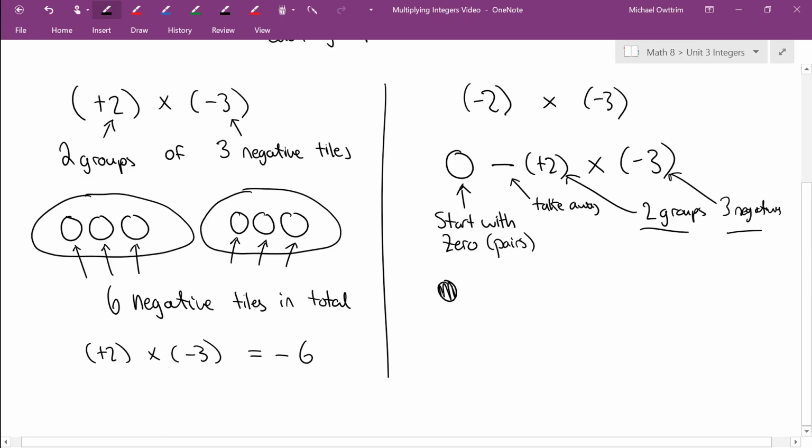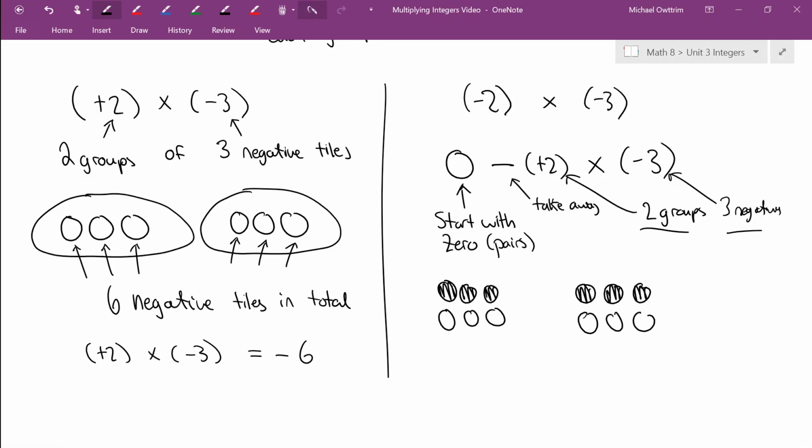So here's one group of 3 0 pairs, and here's my second group of 3 0 pairs. Now, if I look at what my question is telling me to do, it's telling me to take away two groups of 3 negatives. So here's a group of 3 negatives. I'm told to take those away. Here's a second group of 3 negatives. I'm told to take those away.